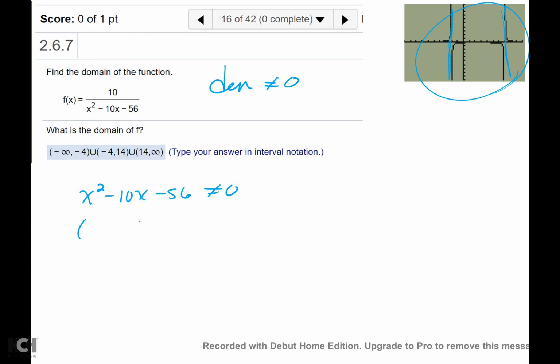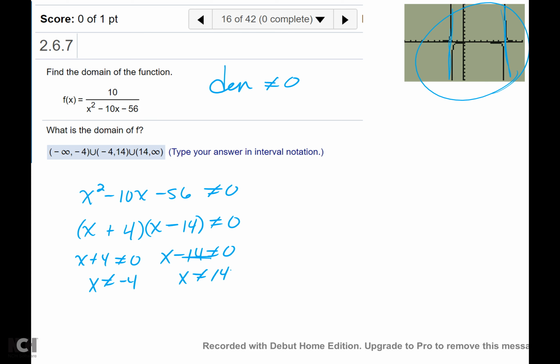If I factor that, x and x, factors of 56 that make 10 are going to be 4 and 14. I think it's 4 times 14, 56, yeah. And 14 and 4 will make 10. C is negative, so only bully gets the middle. This says that x plus 4 can't equal 0, and this says x minus 14 can't equal 0. So x can never equal negative 4, and x can never equal 14.